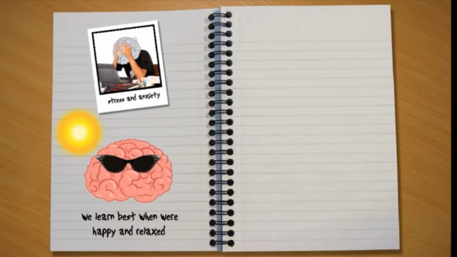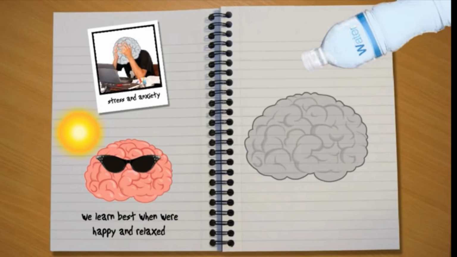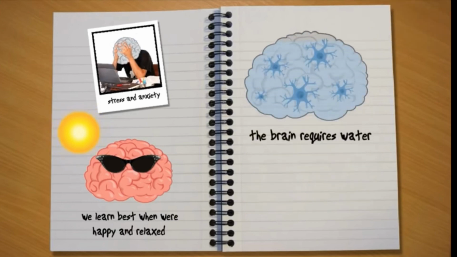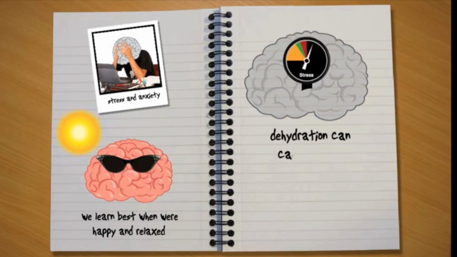There are other physical factors that can affect your brain's ability to concentrate and learn effectively. The brain requires water for creating neural pathways, so being dehydrated can mean that your thinking will be less effective. Not having enough water in your system can also lead to a rise in salt and increased blood pressure, which in turn can cause stress.